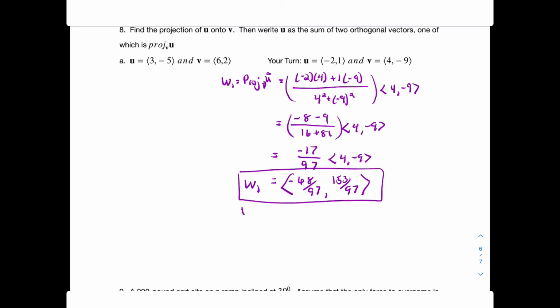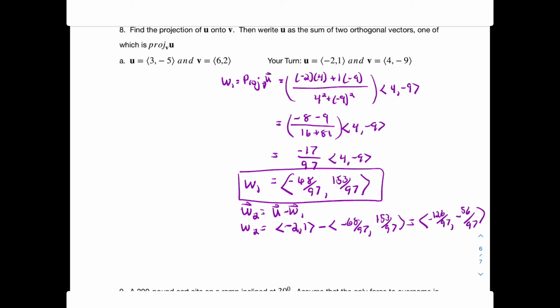Now we have to find w2 and then write u as a sum of two orthogonal vectors. So we're just going to do vector operations. We take vector u minus that w1 vector we just found. Subtracting these two component vectors, we get that vector w2 is equal to negative 126/97 and negative 56/97. So if I write vector u as a sum of two orthogonal vectors, I would say vector u is equal to negative 68/97 and 153/97 plus the vector negative 126/97 and negative 56/97. And you have completed this problem.